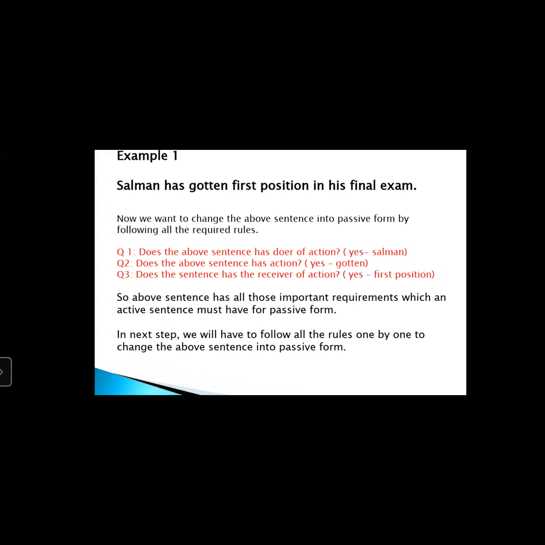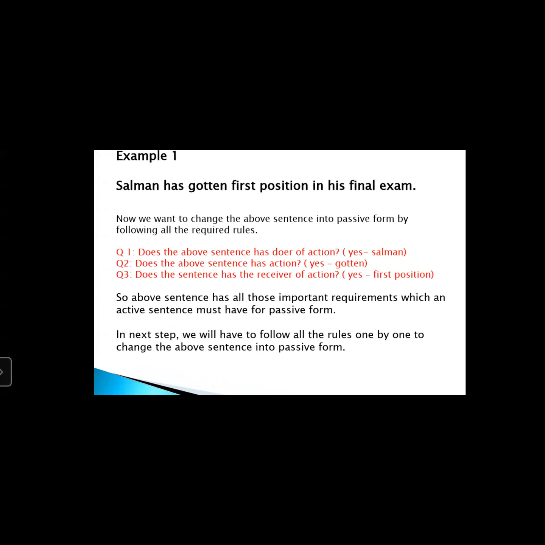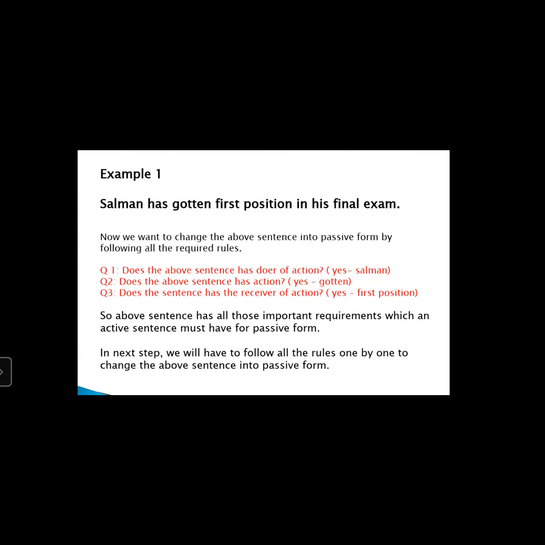Question number 1: does the above sentence have a doer of action? Yes. What is the doer? Salman. Does it have an action? Yes, gotten. Does the sentence have the receiver of action? Yes, first position. So the above sentence has all these important ingredients: subject, verb, and receiver of action, which an active sentence must have for passive form. In the next step, we will follow all the rules one by one to change it to passive.